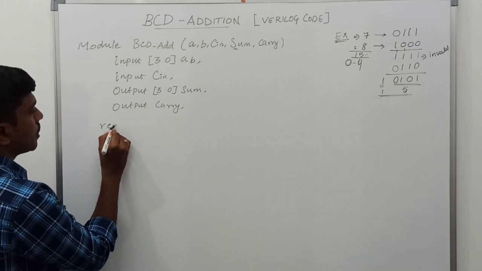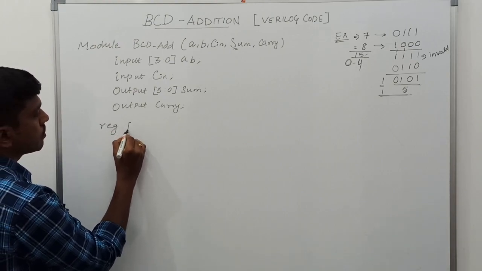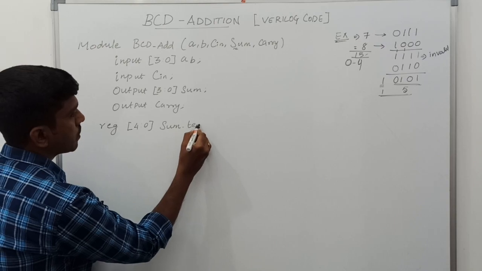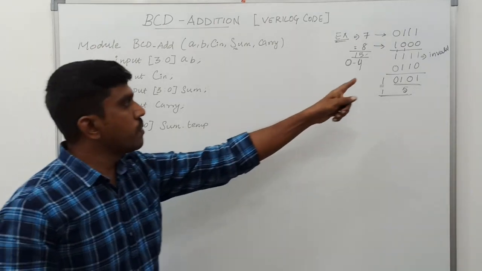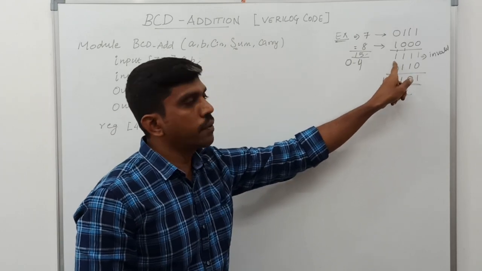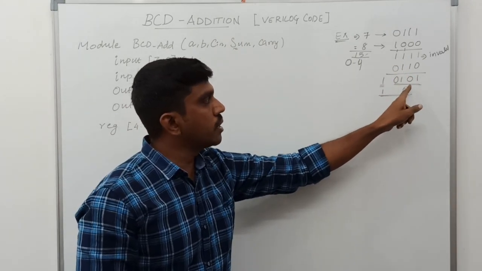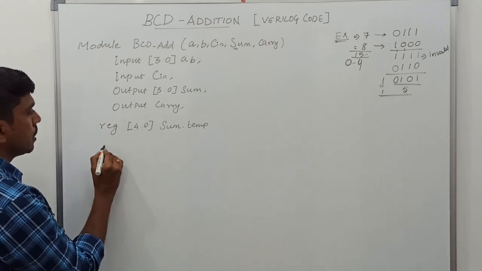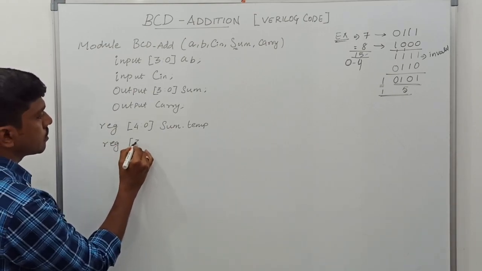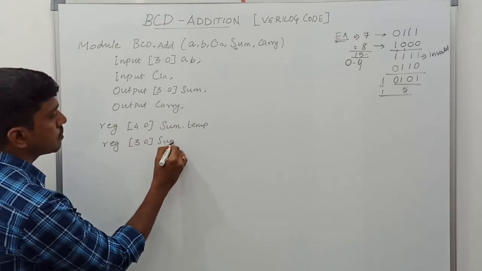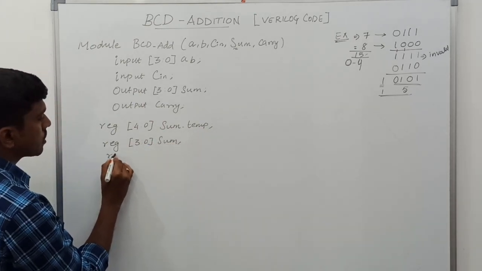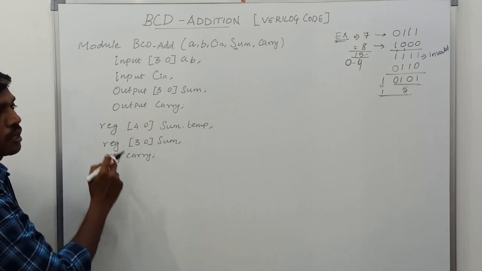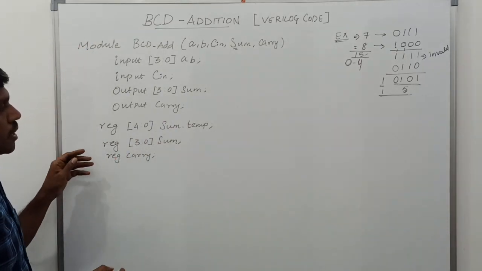Then reg, register 4 to 0, sum temp. So this value, all 5 bits, is called the temporary sum. After adding 6, you get the result. These 4 bits are taken as sum, and this bit is taken as carry. Then reg 3 to 0, sum. Register carry. So these three variables are declared with the help of registers. This is the declaration part over.